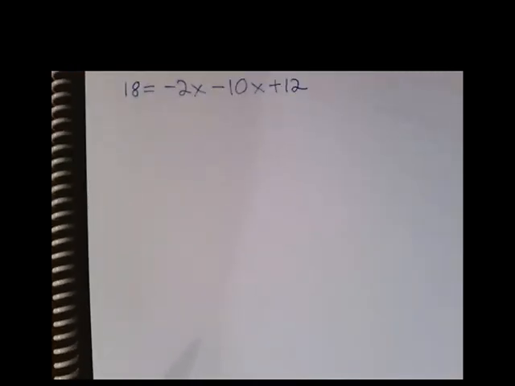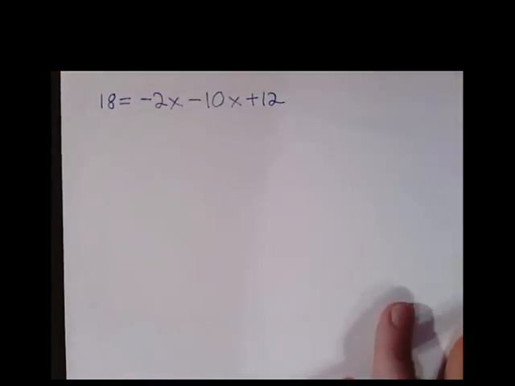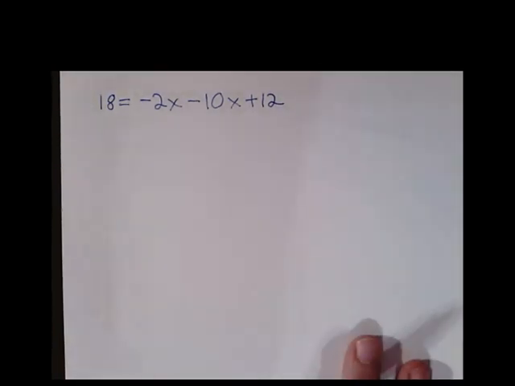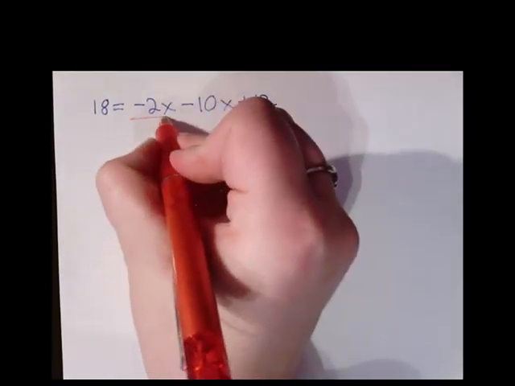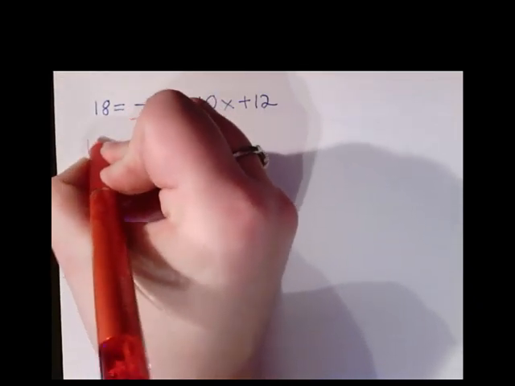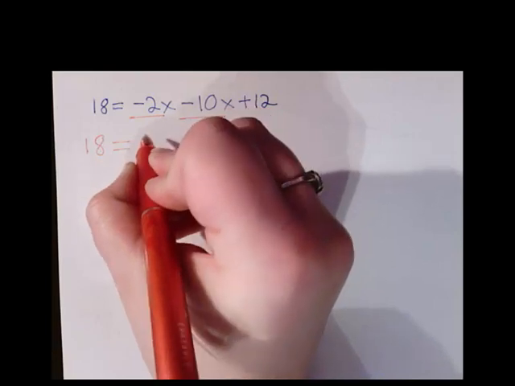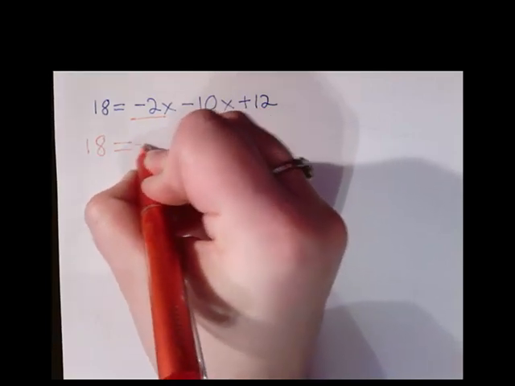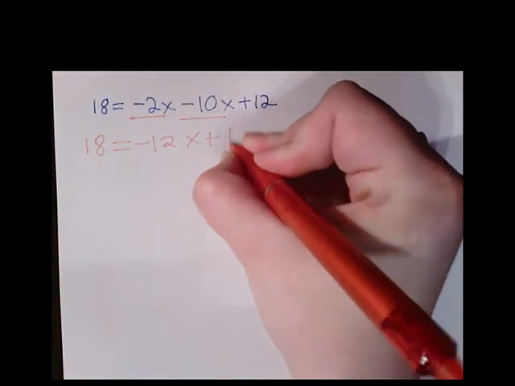All right, so let's look at another example. Here I go again, bumping the camera. All right, so again, need to combine my like terms first. So I've got negative 2x and negative 10x. Okay, when I combine those together, I get 18 is equal to negative 12x plus 12.